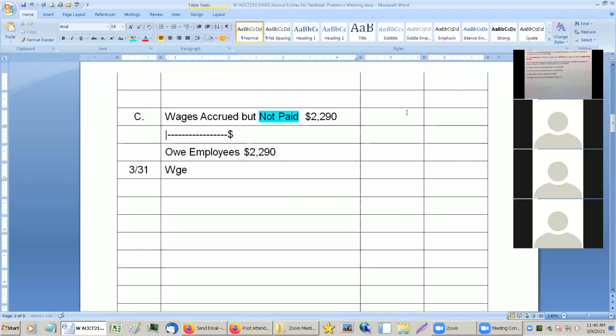Okay, so we're gonna have to say wages expense. That's not how you spell wages, just so you guys know. Wages expense. See, part of my job is to show you what not to do. Don't write things like I do. Okay, so wages expense, 2,290.